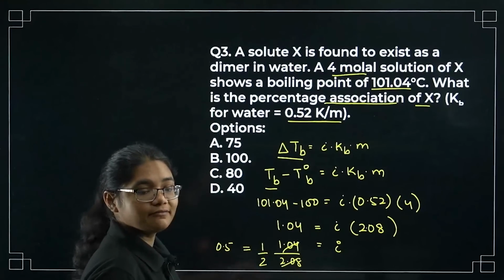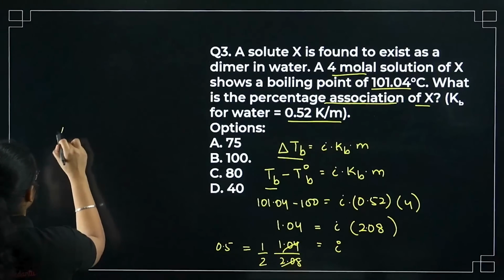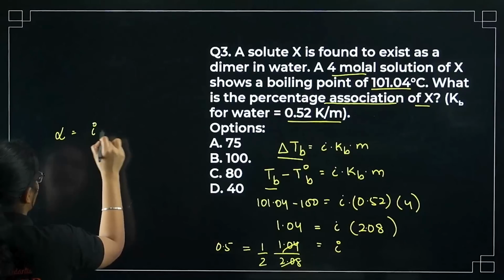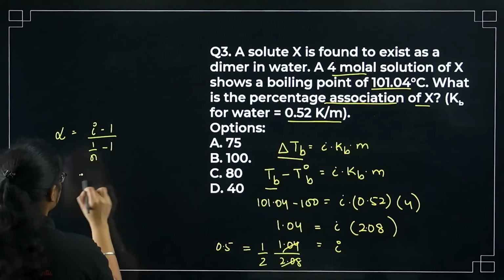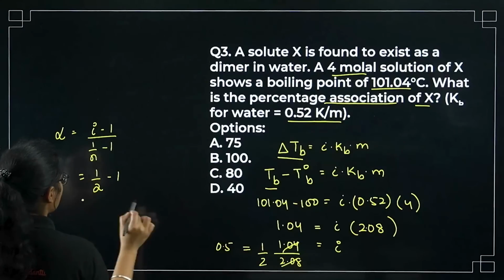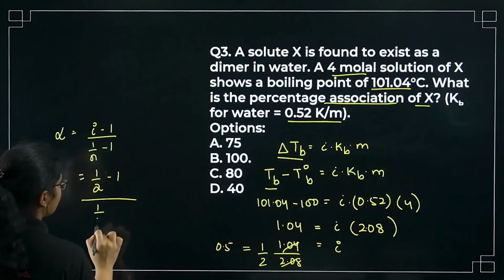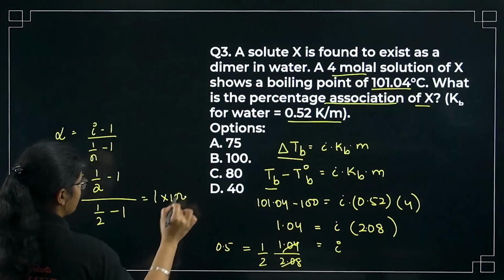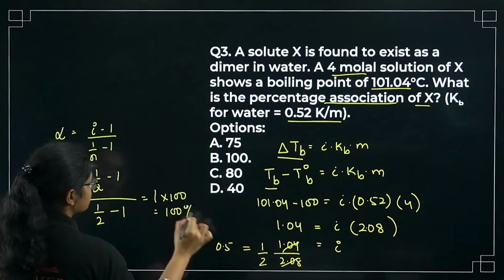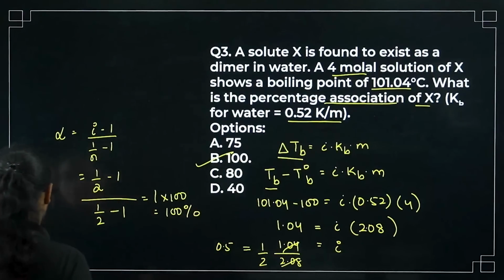Now you have to find the value of alpha, that is degree of association. So alpha value is (i minus 1) by (1 by n minus 1). Now the i value here is 1 by 2 minus 1, and for dimerization the n value is 2, minus 1, so this one will give me 1, and 1 into 100 will be 100% association, that is option number B.